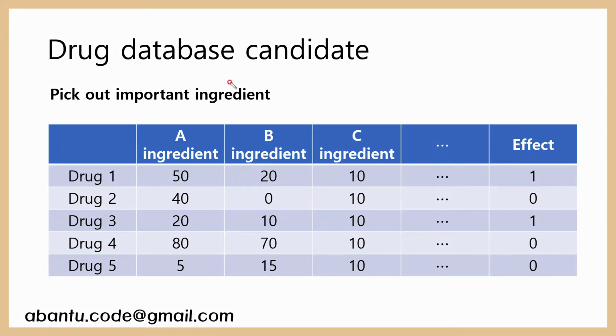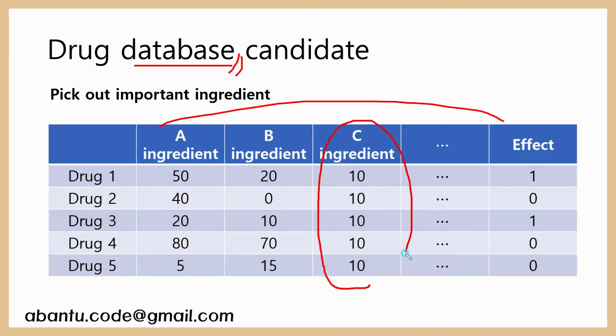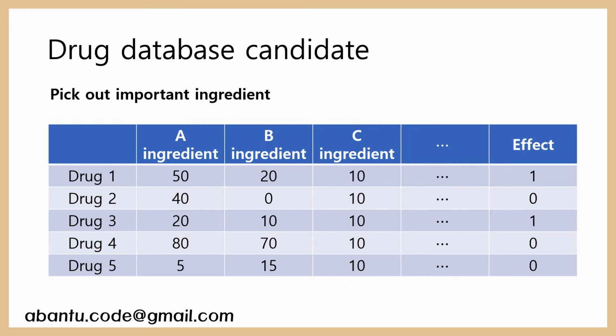So when you see this database, of course, this is made by me, so there is no meaning. However, when you see this C ingredient, it is useless, right? So when you can find some useless ingredient, you can reduce the time to build the model. So you can remove such useless ingredients. How can we do that?